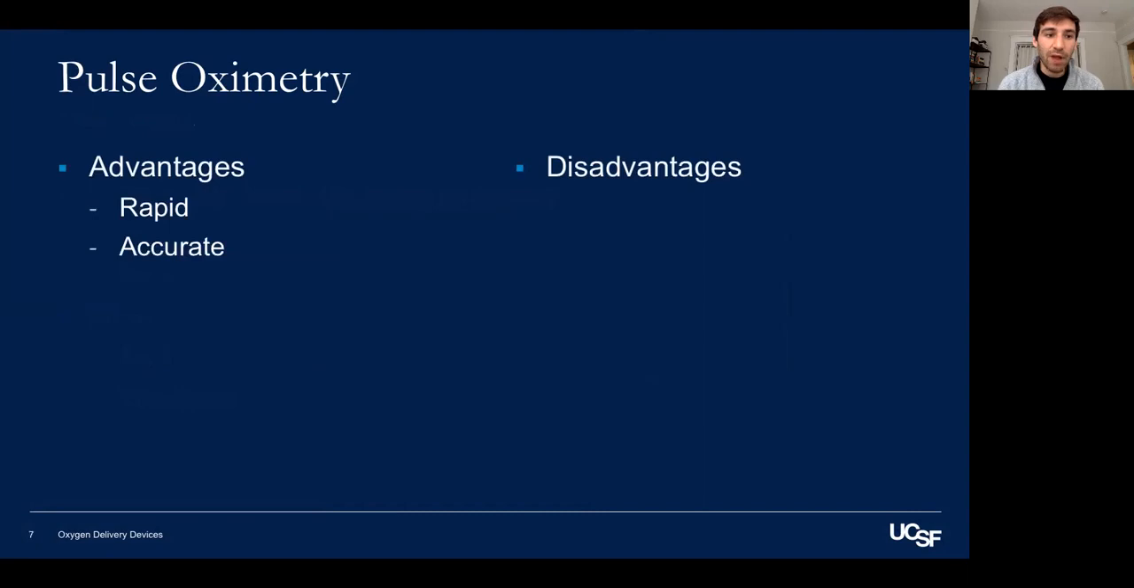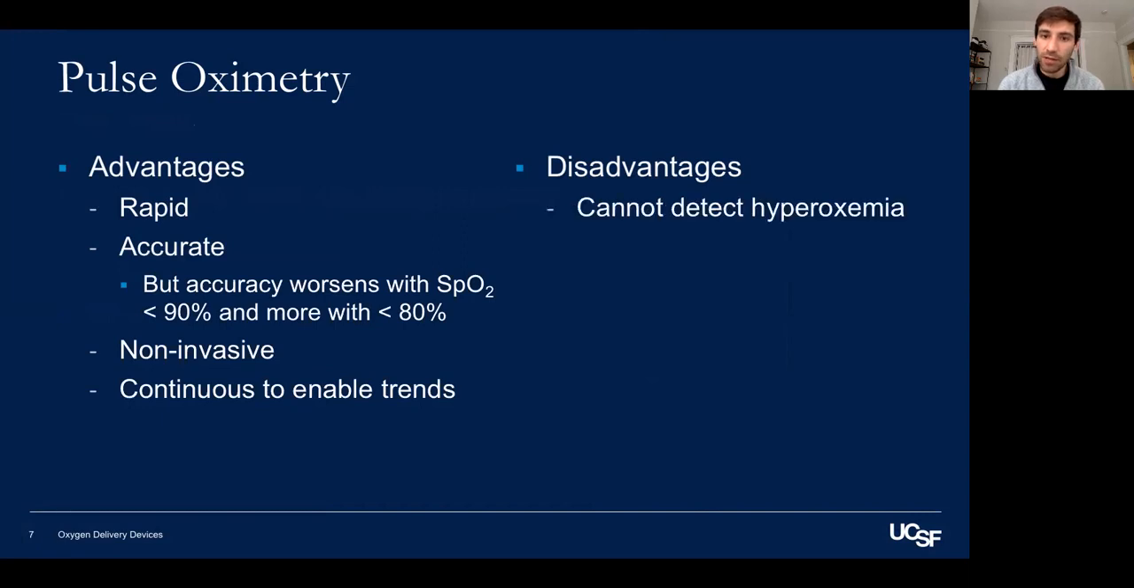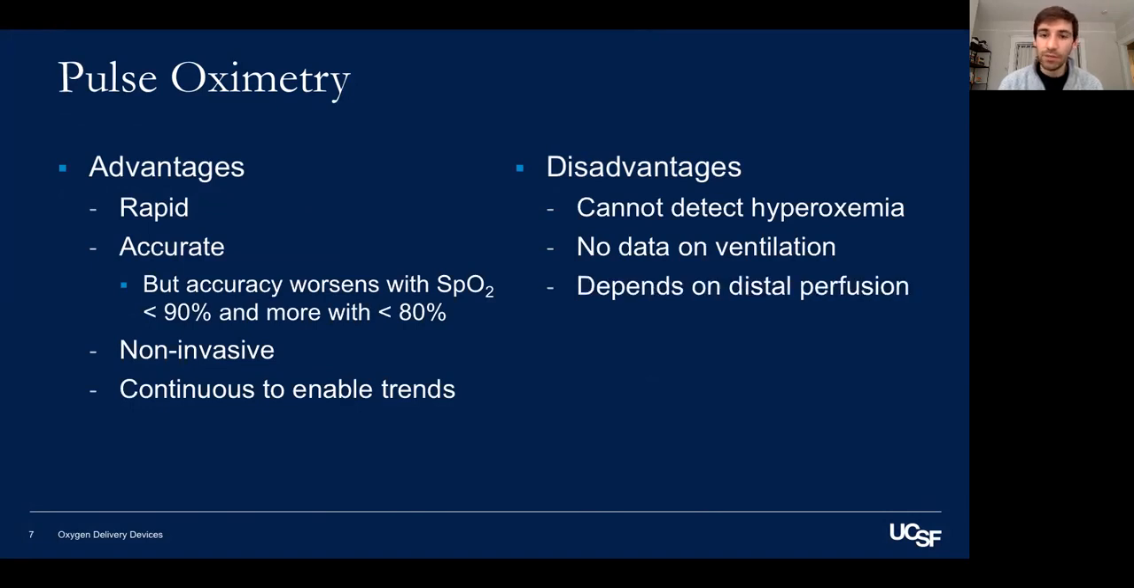The advantages are that it's rapid and accurate, although the accuracy decreases as SpO2 drops. It's not invasive and it's continuous to enable trends. The disadvantages are that it cannot detect hyperoxemia. There's no data on ventilation, so no CO2 information. It depends on distal perfusion, and states like hypotension and hypothermia affect this.